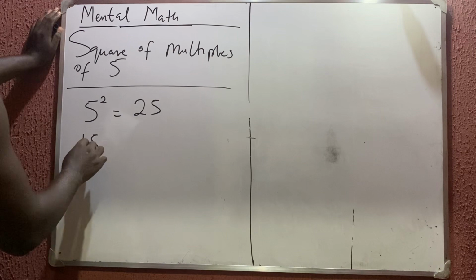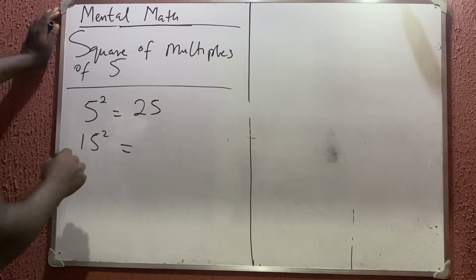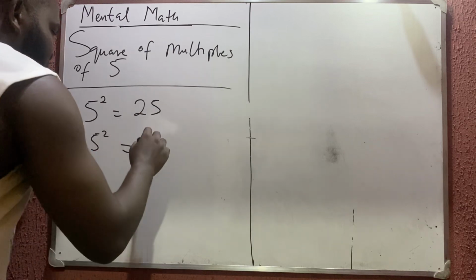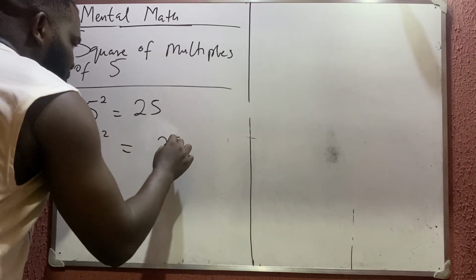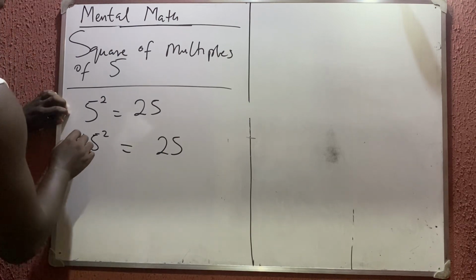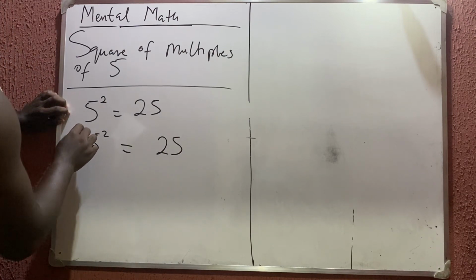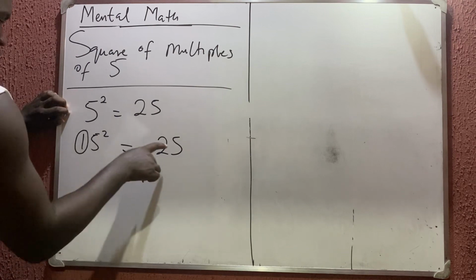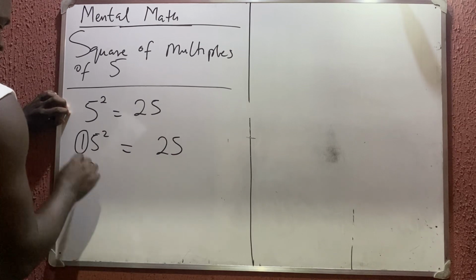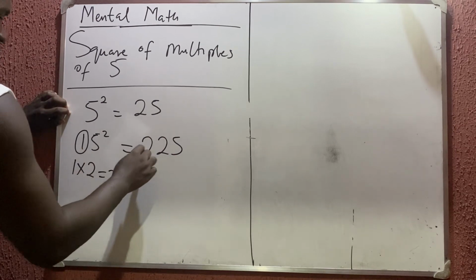Now, 15 squared. How do you get that? Just know that anything that ends in 5, the square must end in 25. So once you write 25 at the back, how do you get the number in the front? Just say 5 squared is 25, write it. Now for this one, say this one times the number after 1, which is 2. So 1 times 2 is what? 2. You add it here, 2.